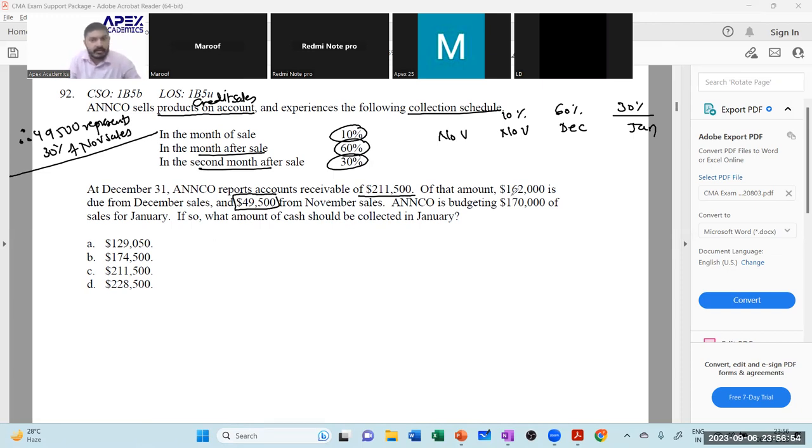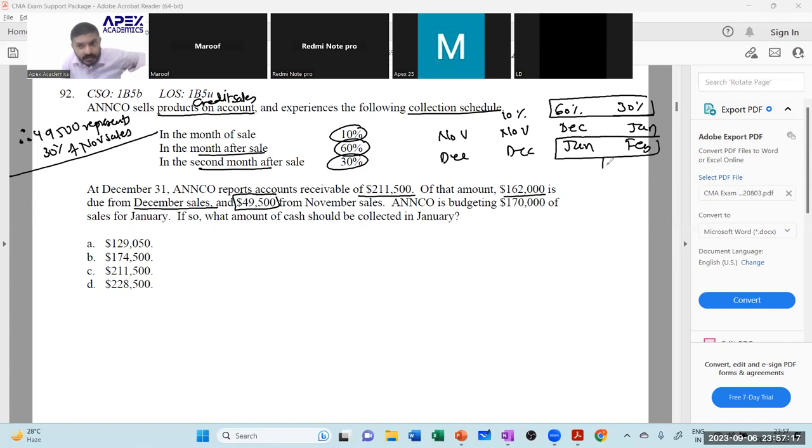Next, of that amount, 162 is due from December sales. Hold on. 90%. December sales are due on 31st of December. Okay. December: 10% collection in December itself. 90% will be due as on 31st of December. So this is 90% of December due as on 31st of December.